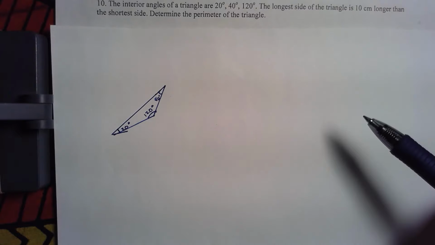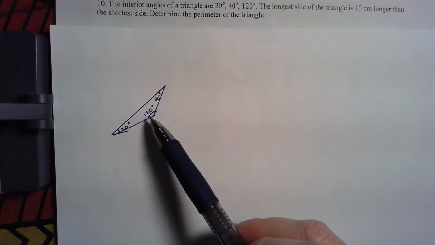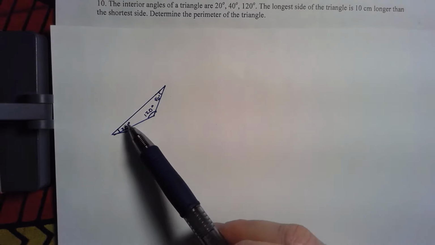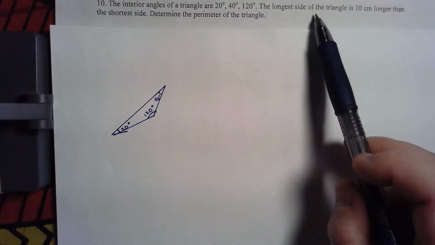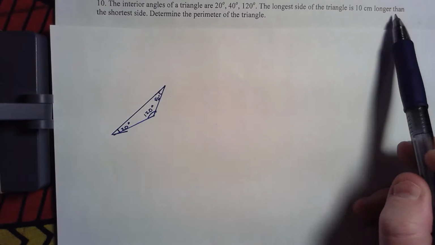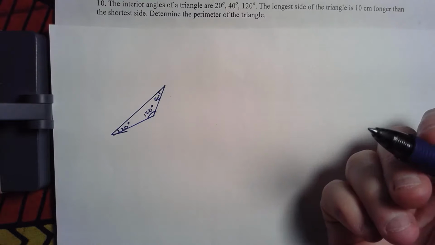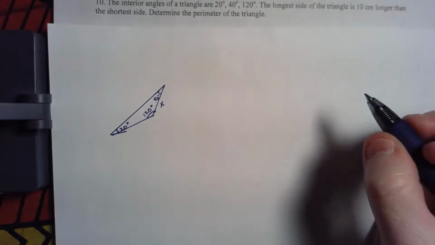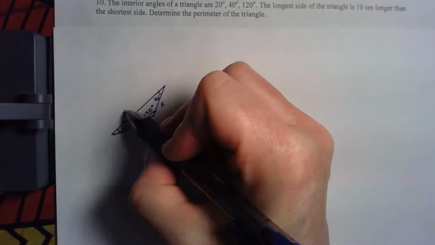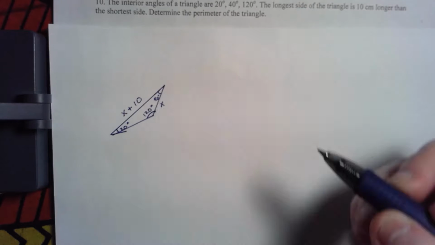the most important thing to remember here is that in a triangle, the longest side is across from the biggest angle, and the shortest side is across from the smallest angle. So here it says that the longest side of the triangle is 10 centimeters longer than the shortest side. So we can set a variable for our shortest side. So we're going to let our shortest side be x. Well, now we know that the longest side then is going to be x plus 10. It's going to be 10 centimeters bigger than whatever the shortest side was.